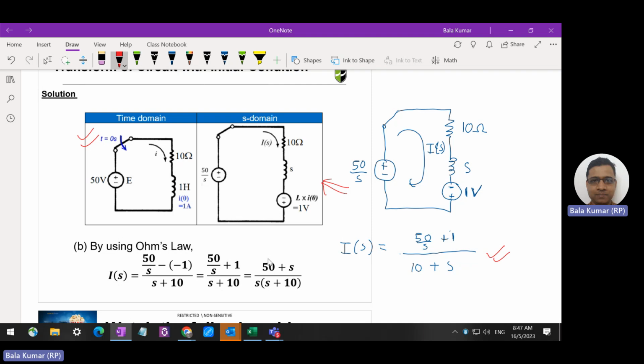That's all the transform for this circuit for I of S. If you want, we can further simplify it by multiplying the numerator and denominator by S, and we'll get a more elegant expression. So thank you. That's all for section D.